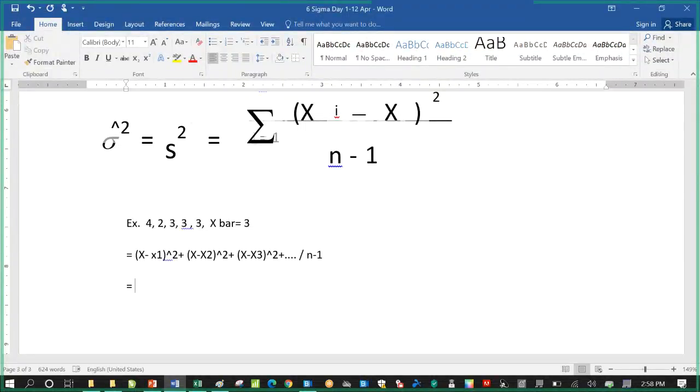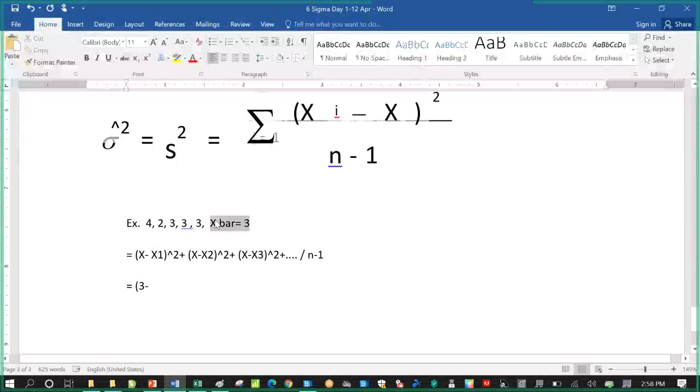Now, how much is x bar? x bar is common. Let's do the manual calculation with this example. What is the x1 value here? 4. x bar will be the same for all, x bar is 3, the average. These are the 5 data points: x1, x2, x3, x4, x5.